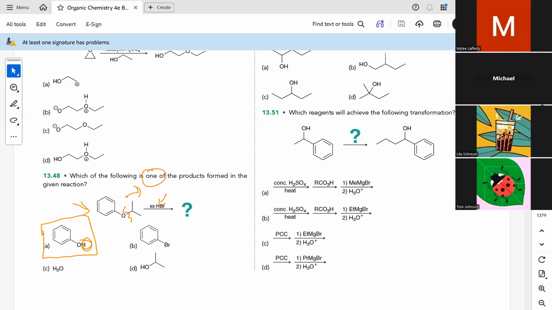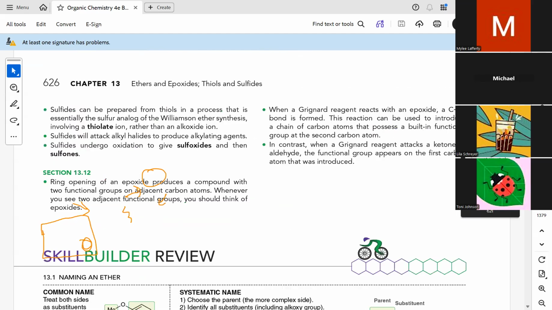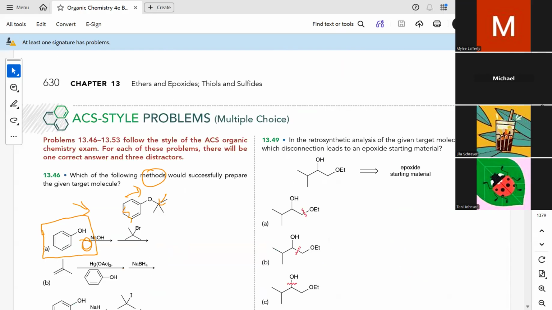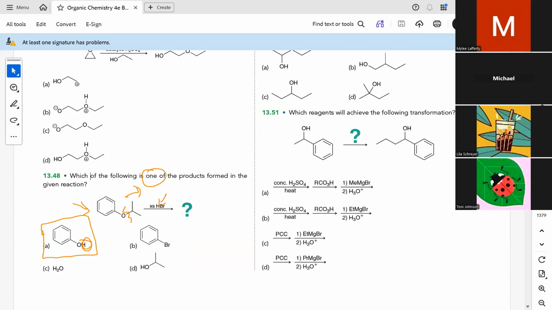Let's see here. Try to give a representation of each. How about these? Nope, that's right before. We can look at 51 here. All right, so which of these reagents will achieve this transformation? All right, so I have my secondary alcohol substrate here.